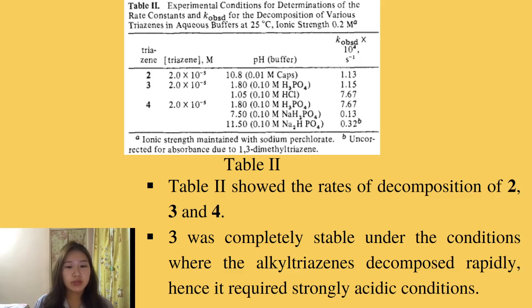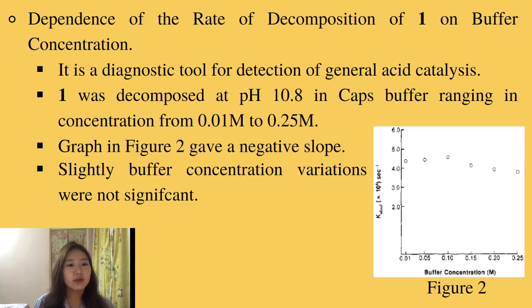Table 2 shows the rate of decompositions of triazines 2, 3, and 4. Triazine 3 was completely stable under the conditions where the alkyl triazines decompose rapidly, hence it requires strongly acidic conditions. Dependence of the rate of decomposition of triazine 1 on buffer concentration is a diagnostic tool for detection of general acid catalysis.